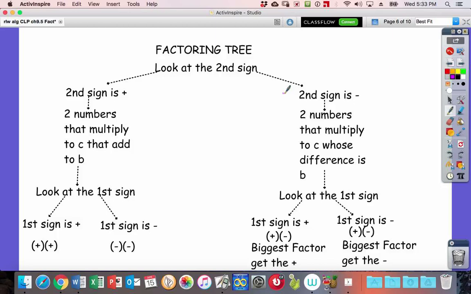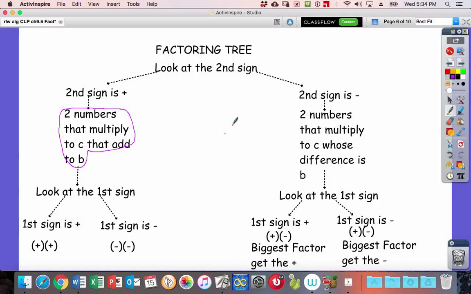Okay, here's my sign tree. And this one's really important. You might want to print this one out, or you might want to take a picture of it. I look at the second sign. If the second sign is positive, this is the game I'm playing: two numbers that multiply to that back number and that add to the middle one. Then I look at the first sign to decide if it's positive, positive, or negative, negative.